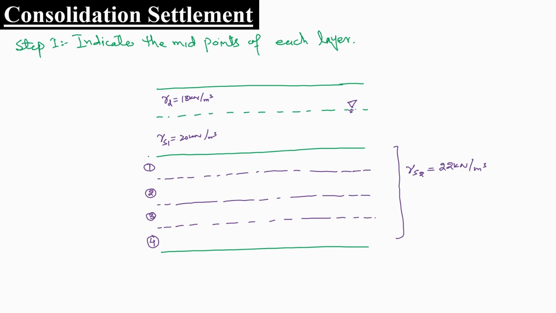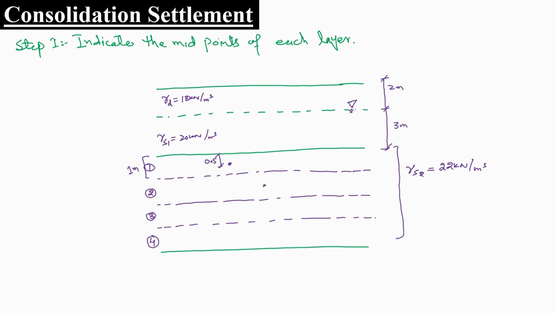Just start with the first layer. What is the height of the first layer? This is 1 meter, this is 1 meter. Write down the heights above the clay. This is 2 meter and this is 3 meter. So height is 1 meter. What is the height of the midpoint of this layer from the top of the clay layer? This will be 0.5. Obviously, it will be half.